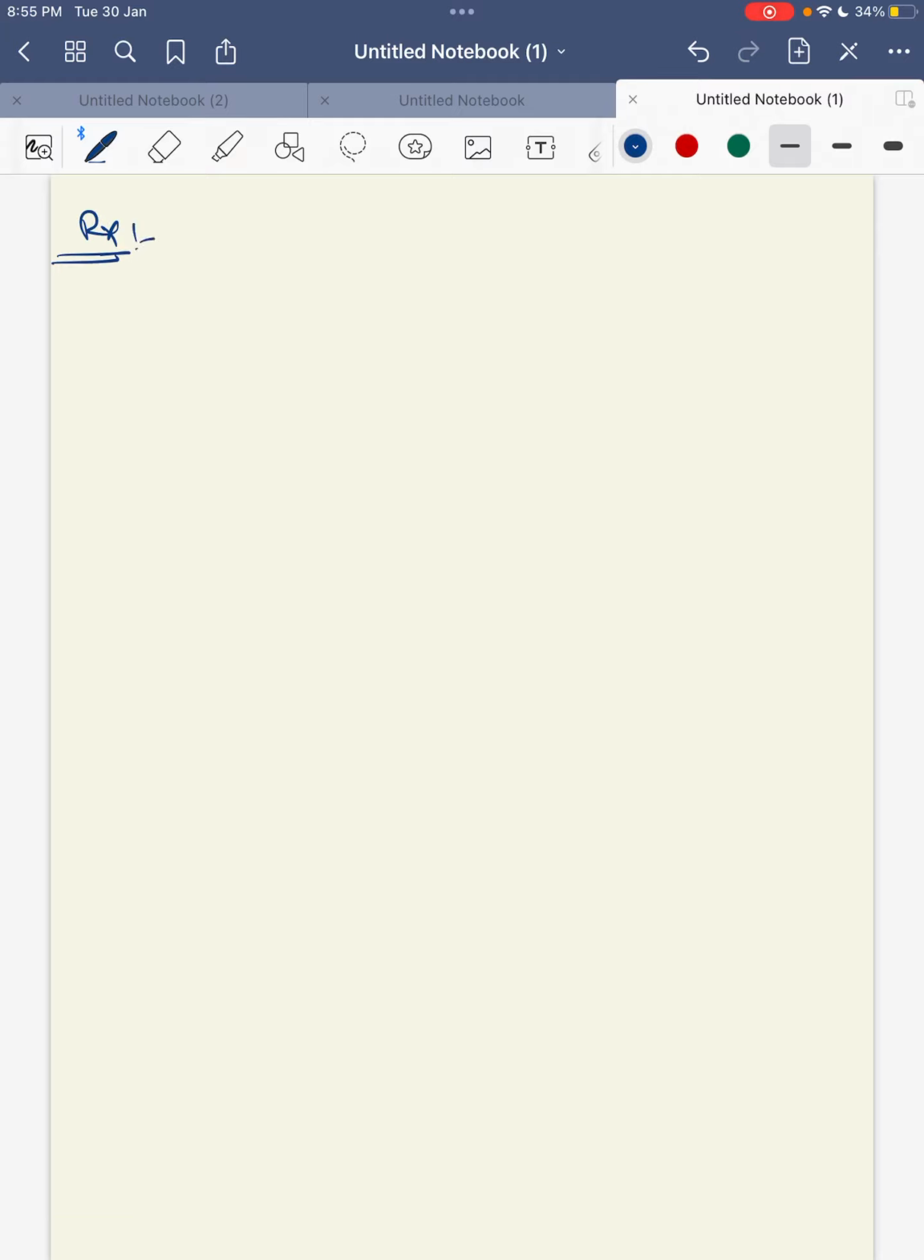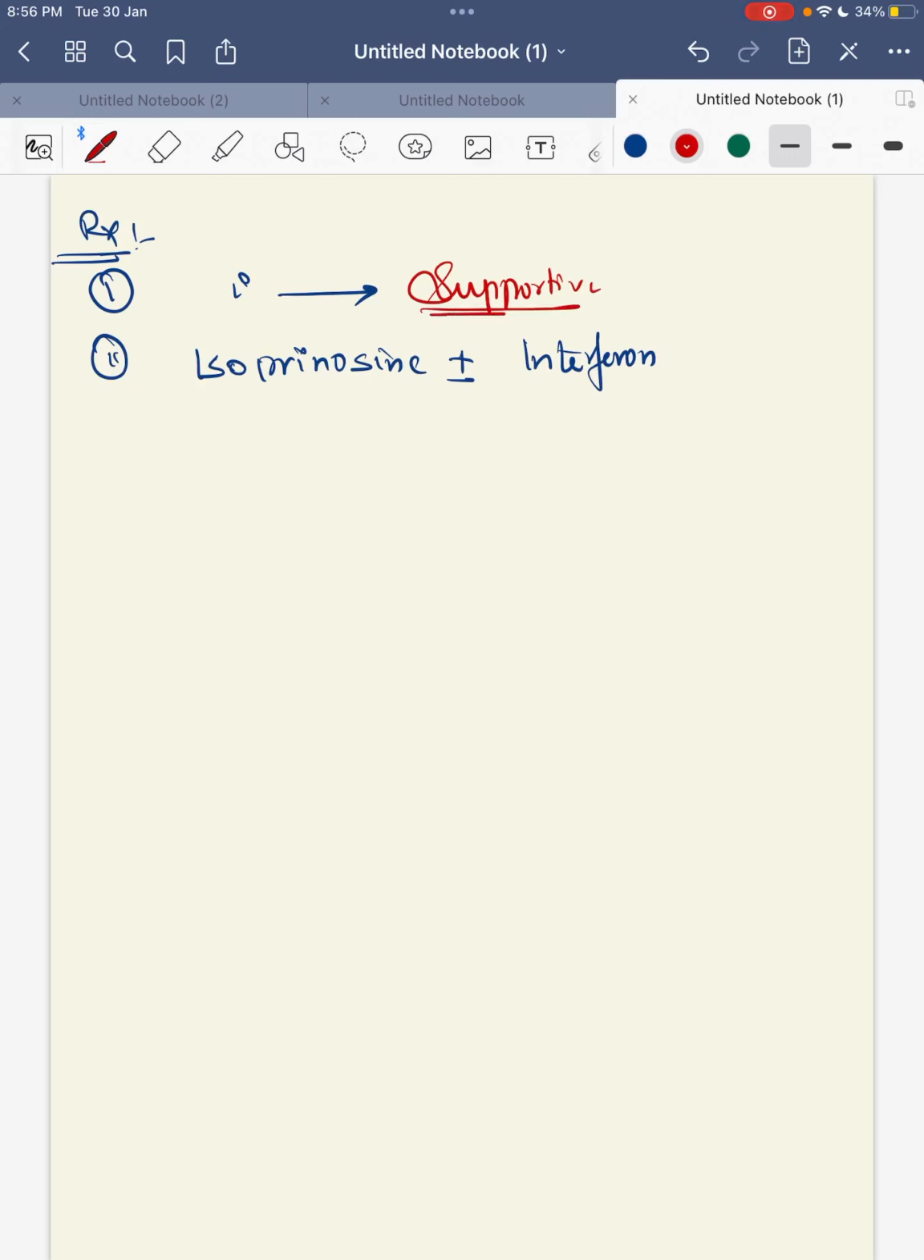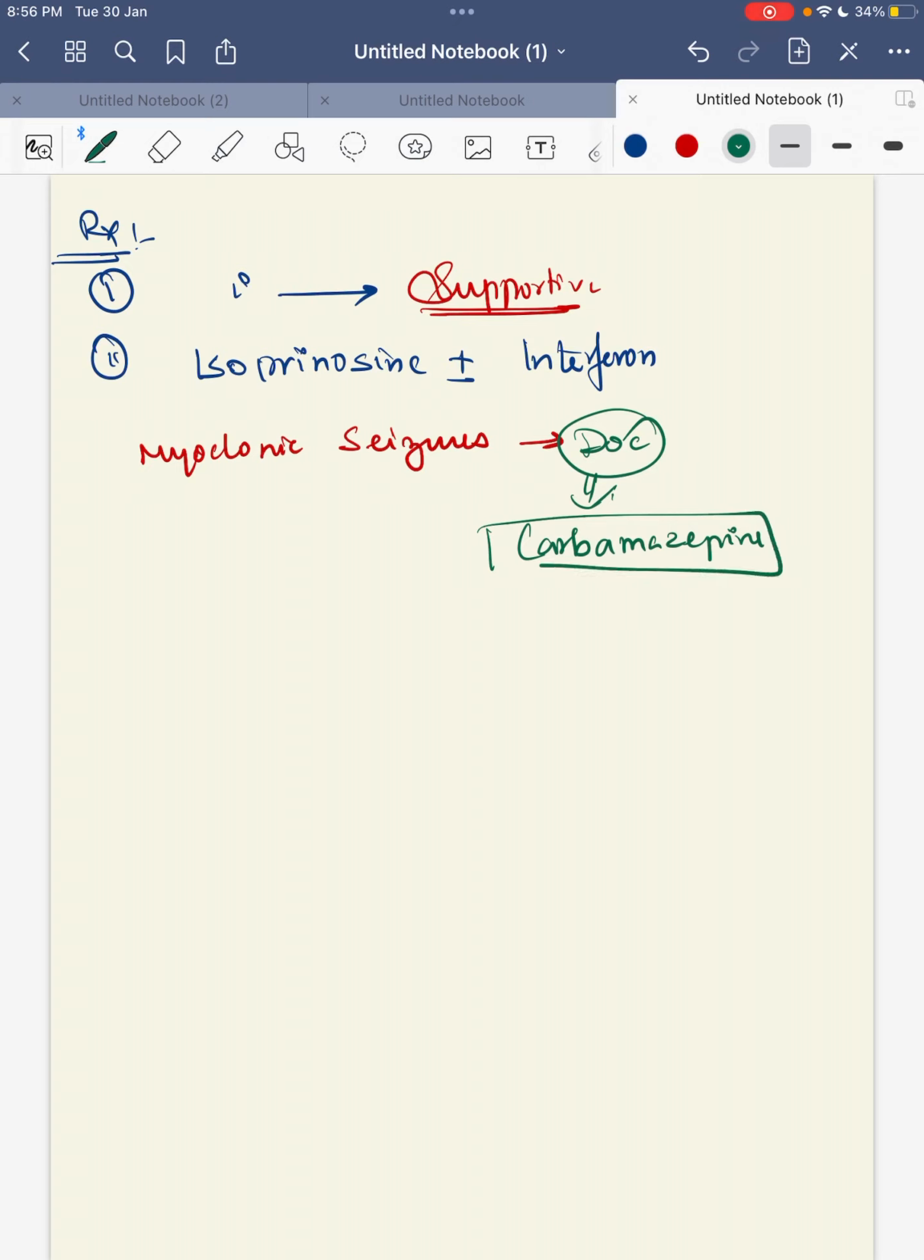Okay, what is the treatment for SSPE? Whatever treatment you give, the child will ultimately lead on to death. But there is a 30 to 34% chance of improvement when you start treatment with isoprinosine with or without interferon. But the primary treatment is always supportive management. For myoclonic seizures in a patient with SSPE, the drug of choice will be carbamazepine.